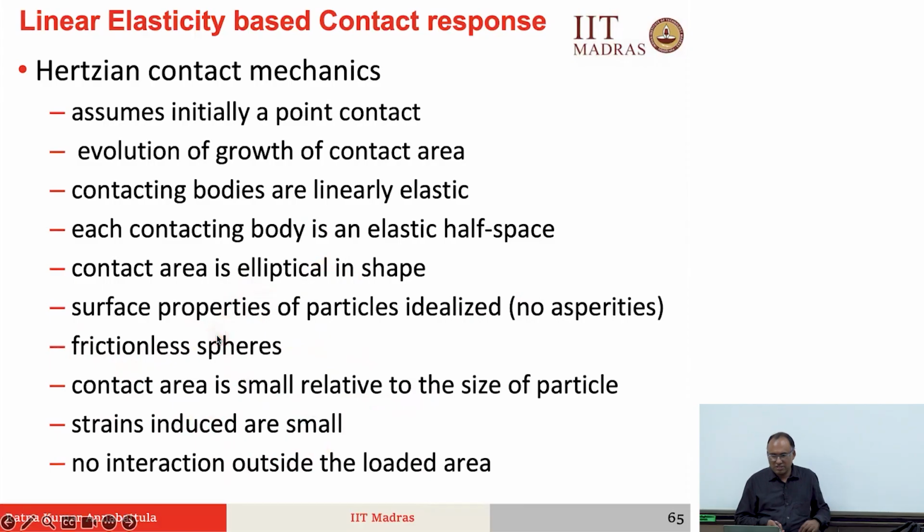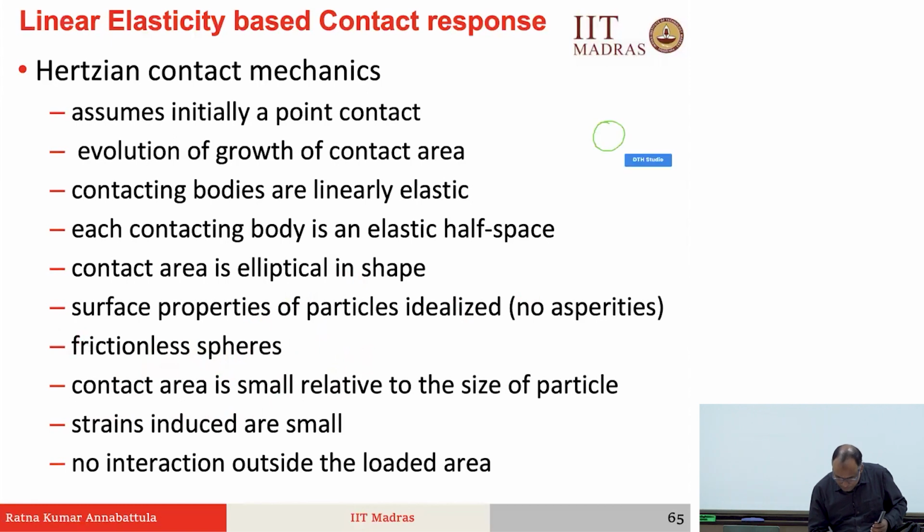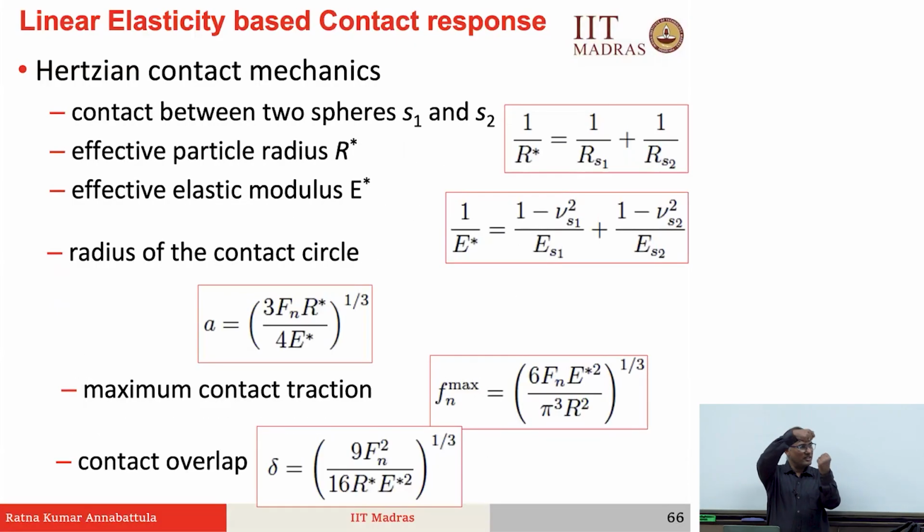These models don't assume friction, and as I told you, the contact area is relatively small and strains are small, otherwise the contact area will become large, and there is no interaction outside the loaded area. Meaning if you have two particles, the interaction is only limited here. There is no interaction between these particles here and here. The interaction is only here. That means there cannot be any cohesive interaction between this side and this side. All the interactions are only local to that area, because when two spherical particles come in contact, that is what you will see, right? It's just the geometry. If you take two spheres and take the contact area, that will in general be an elliptic domain.